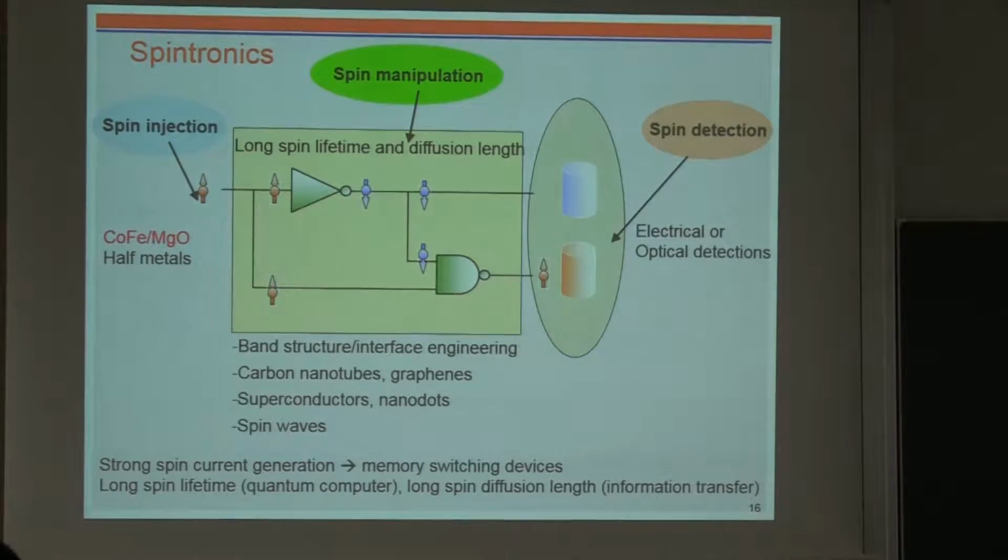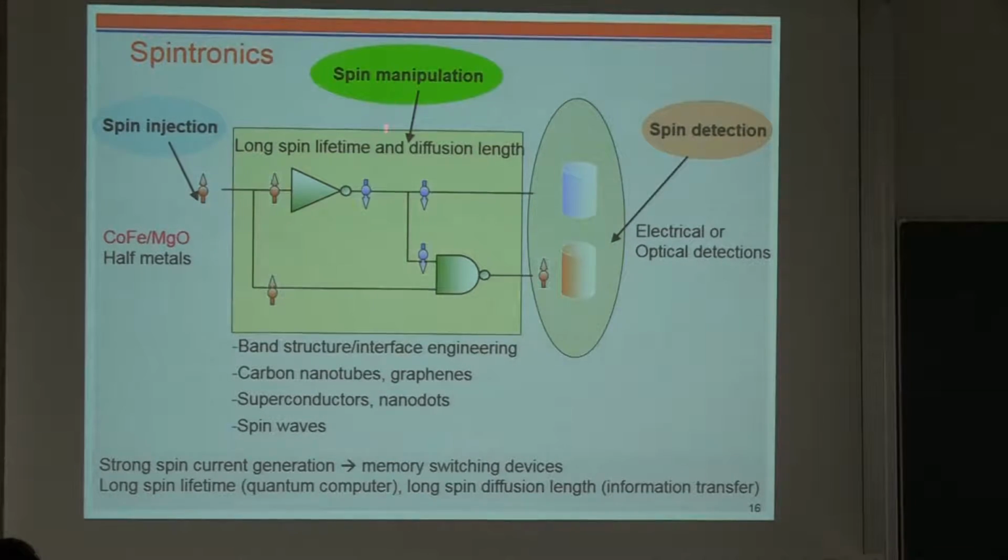For this, people utilize band structure engineering. Interface is known to be a key factor for spintronics. Or people think maybe low spin-orbit coupling materials like carbon nanotubes or graphene will be advantageous. So a lot of people are also working in that direction. Recently, people also try to use superconductors or very small nanoparticles, which may increase the spin lifetime. And spin wave is another way to transfer information using spin. So those are some of the horizons. People are working on it.